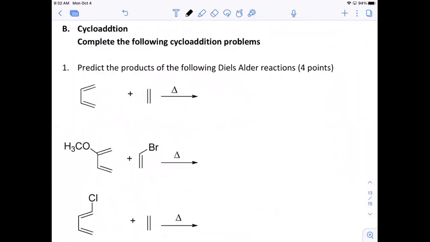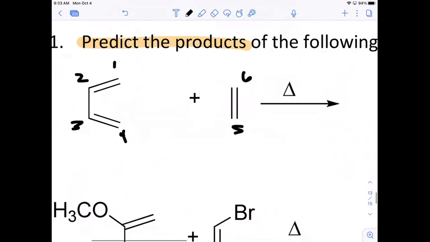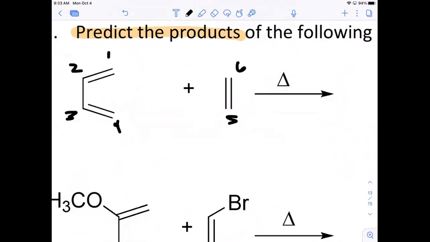And we're just predicting the products, right? It helps to put the arrows in on the left side of the reaction arrow, just so you can see what's going on. But let's go ahead and number this. Right? So where am I going to start? Keep in mind, it's the diene that's acting as the nucleophile. So your electrons are going to start flowing from there.